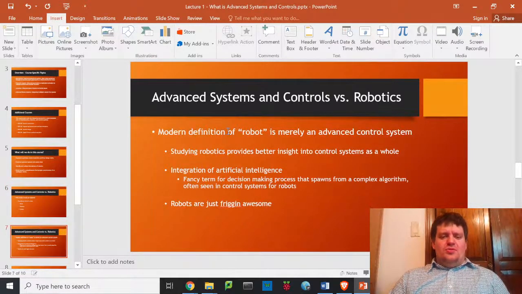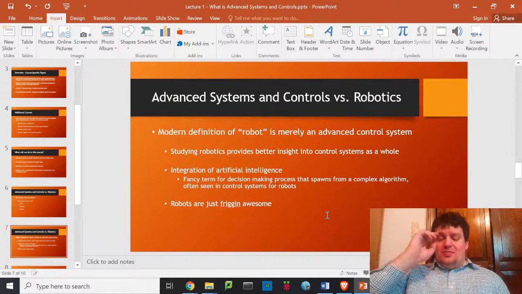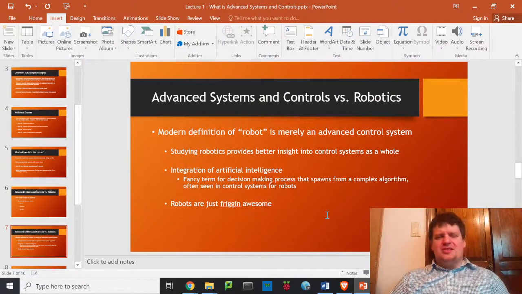Now, the modern definition of a robot is really just an advanced control system. As we talk about control systems here, there's not a whole lot of difference between what a robot is and what an advanced control system is. Robots are the pinnacle of advanced control systems in my mind. But the definition has kind of become skewed to where people will refer to robotic buildings, which is a little funny to think about, but it is true to the definition. It has a sensor, a processor, and an actuator.